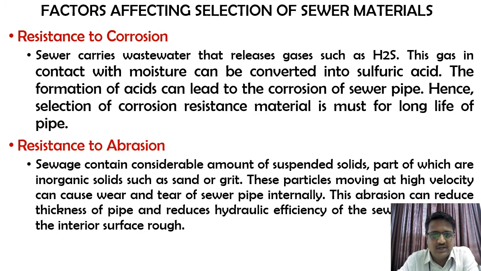Okay, so let us go about these particular factors one by one. First one is resistance to corrosion. Sewer carries wastewater that releases gases such as H2S, that is hydrogen sulfide. This gas in contact with moisture can be converted into sulfuric acid. So H2S plus H2O, that is water, will give rise to sulfuric acid, that is H2SO4. The formation of acid can lead to the corrosion of sewer pipe. Hence, selection of corrosion resistant material is a must for long life of the pipe.